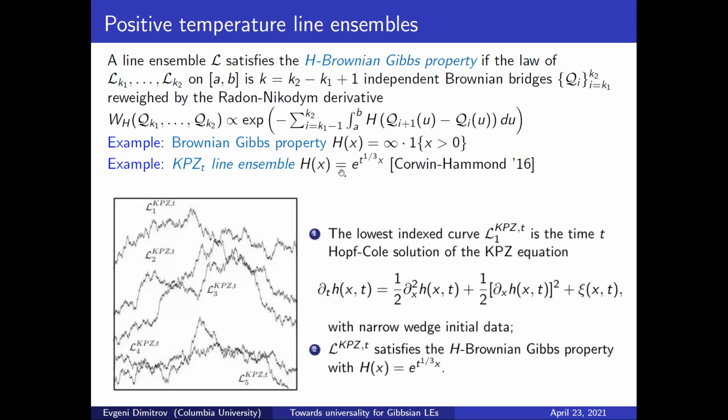What I want to mention here is that this family of interaction Hamiltonians, as t varies from 0 to infinity, interpolates between complete disorder and complete order. If t is equal to 0, this Hamiltonian is just 1, so it's constant. And so this Radon-Nikodym derivative is also constant. Now, if you reweigh a measure by a constant Radon-Nikodym derivative, the measure doesn't change. It stays the same. And so the local distribution will be just independent Brownian bridges. They can fluctuate however they please.